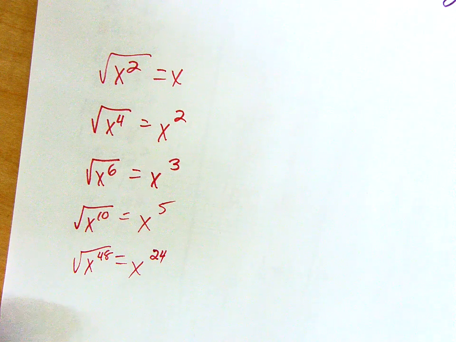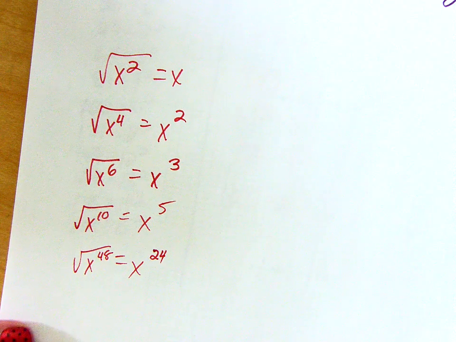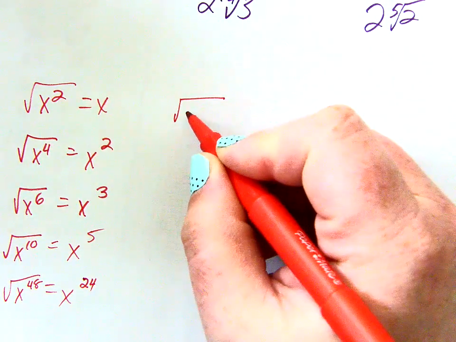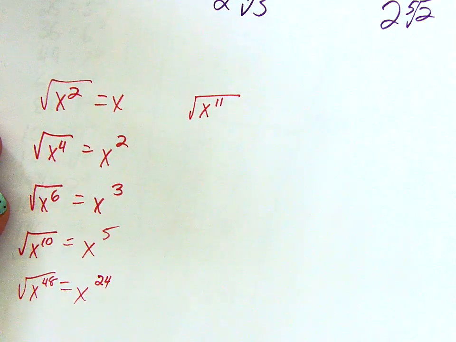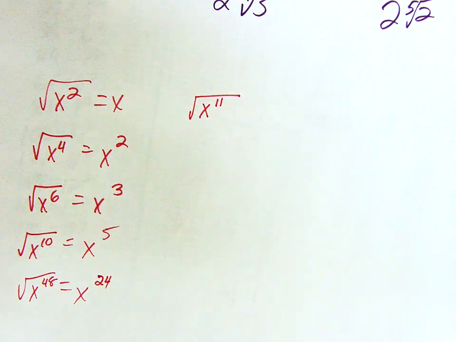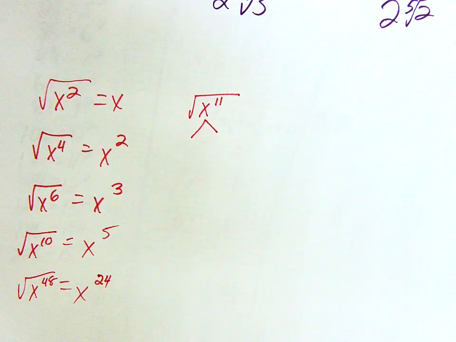It doesn't work nicely, but I can still simplify it. Okay, so let's say I wanted to take the square root of x to the 11th. Well, 11 is not an even number, so I can't just take half of it very easily. But what I can do is break this up into the largest perfect square that does go into x to the 11th. Which is weird to think about, but isn't it just x to the 10th? Isn't x to the 10th a perfect square? Can't I take the square root of x to the 10th? I can take the square root of any variable raised to an even exponent.